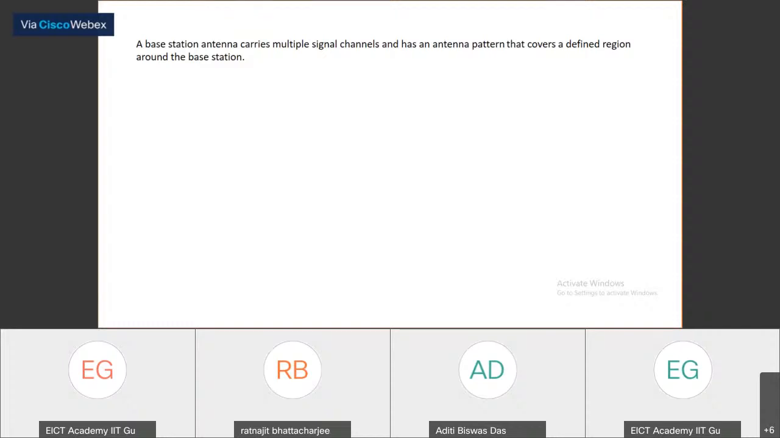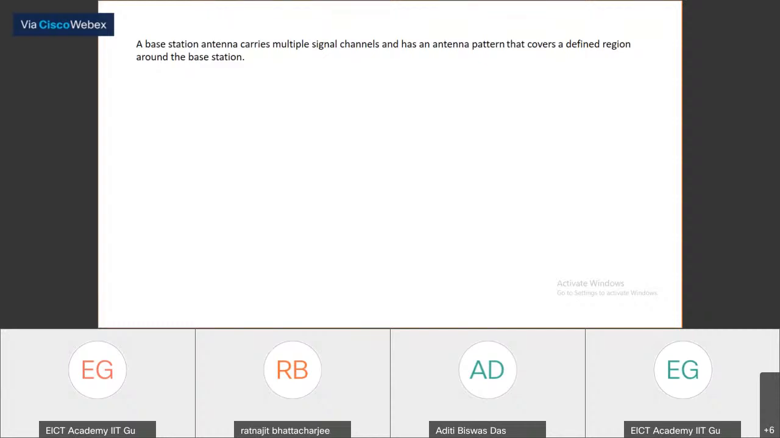So a base station antenna carries multiple signal channels and has an antenna pattern that covers some defined region around the base station antenna. The coverage that you get from a particular base station is determined by the antenna present in that base station. And many a time when we use mobile phones, we switch from one base station to another, which is called a handover process. Many times it is not transparent to the user, so the user does not feel the point of attachment has changed. So the base station also houses complex circuitry for doing that.